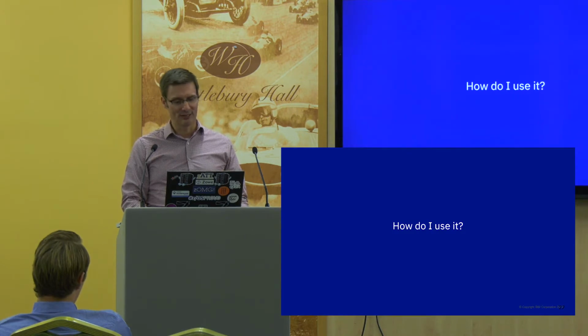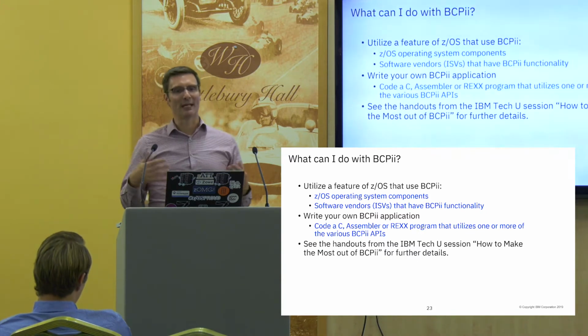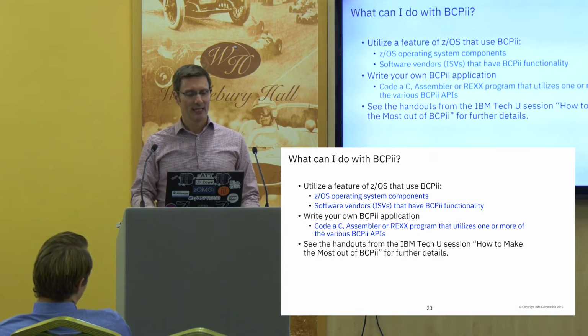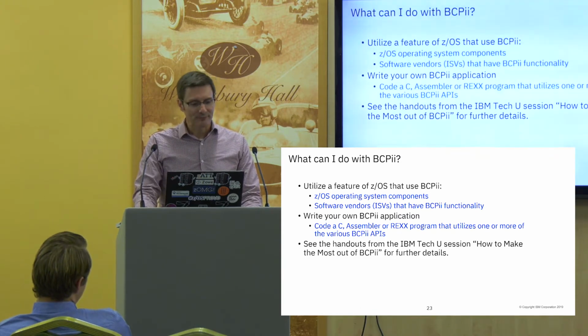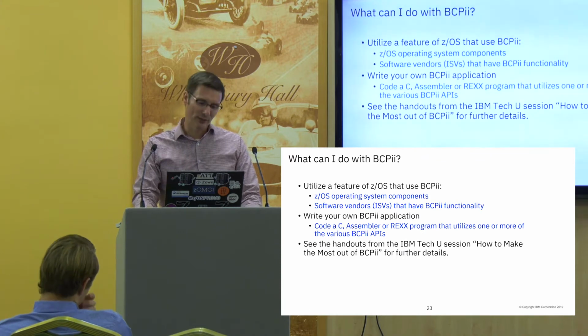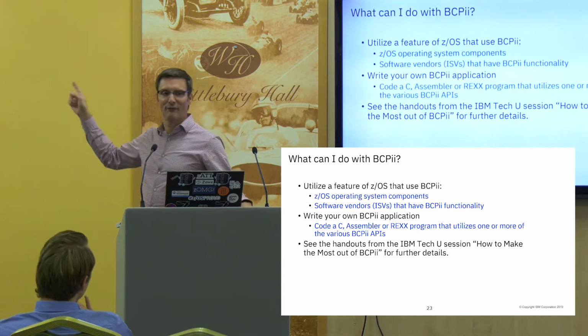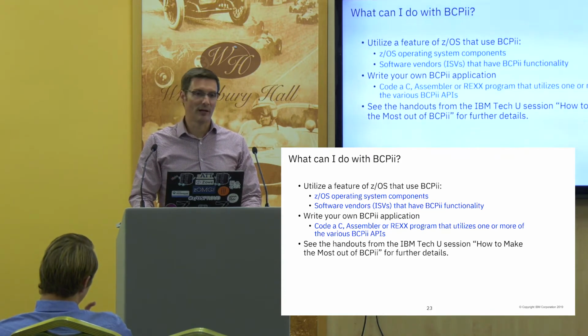So now how do I use this BCPii? Well, there's a number of ways. The first thing is to just be an end user. Don't actually code the APIs, but instead use a feature of z/OS that uses BCPii. So for example, there are z/OS operating system components like Parallel Sysplex that use BCPii, so you could utilize that functionality. That's pretty cool. There are also many software vendors on the floor over in the other room in the Solution Center that use BCPii to automate hardware functionality.